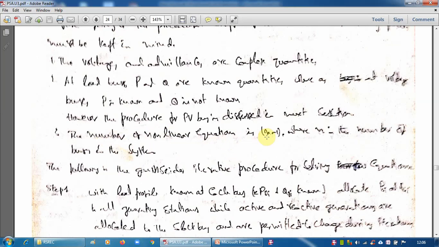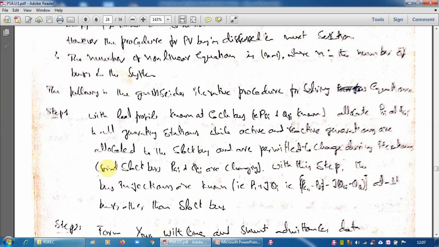The number of nonlinear equations is n minus 1. Why? Generally the number of equations equals the number of buses, but here it is given as n minus 1 if n is the number of buses. Why? Because one bus, that is the slack bus, is not taken into consideration for the iteration process. It is omitted. So we need not consider the slack bus. That is the reason why the number of equations to be solved is only n minus 1. So these points are to be kept in mind. Already discussed, but again they are mentioned.